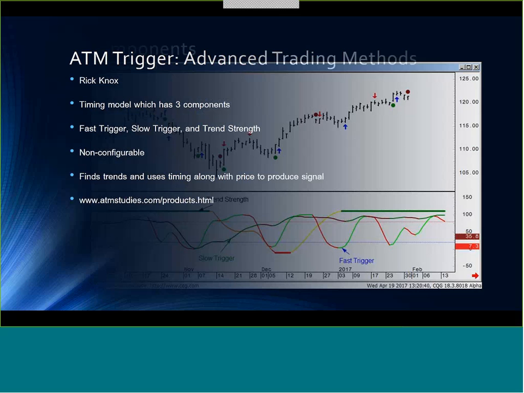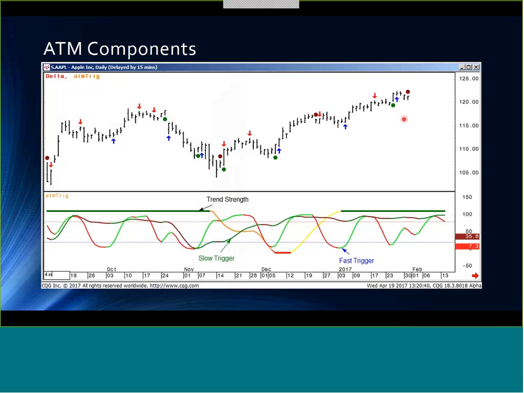I like to obviously give credit where credit is due. This is what the ATM looks like. It has a bit of an oscillator feel with the fast and slow trigger. The fast obviously moves back up and down here. The slow trigger kind of rides in the background. It's your second strongest indicator of trend, and then the trend strength bar. This will stay bullish or bearish for quite a long time, or you'll see that it can transition from bullish to bearish.